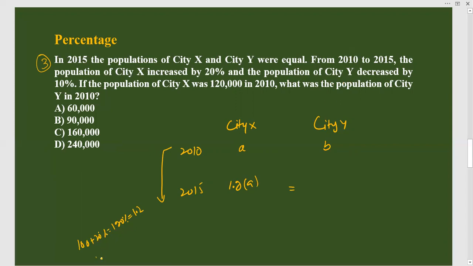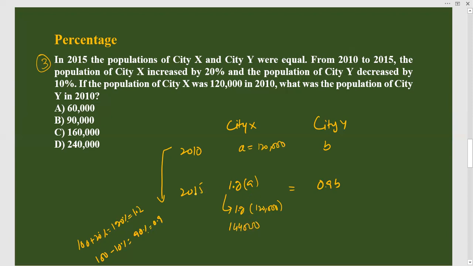So there was 100% original, 10% decrease, so there will be 90%. That will be 0.9 in decimal form, 0.9 of B. So now we know that in 2015 the population is equal, and A is already given. In 2000 the population is already given, that is 1,20,000. So we know that 1.2 of 120,000 will be equal.